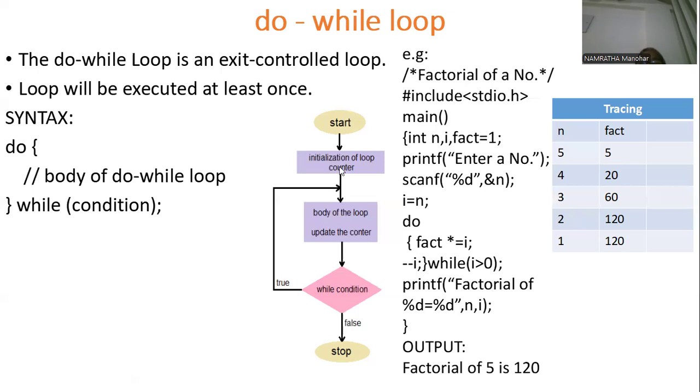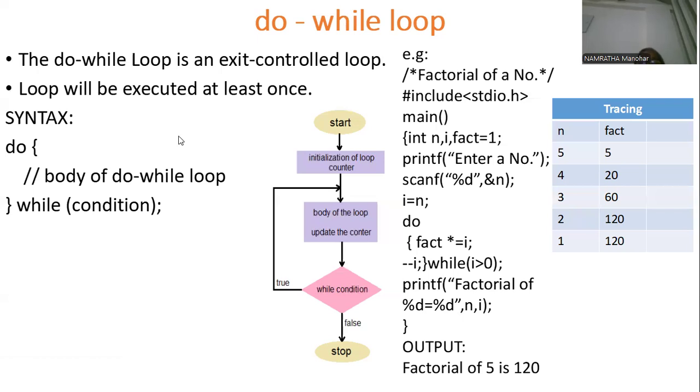So here, what are the variables required? First, the number n, for which you want to find out the factorial. Then we have a counter i, and then fact, that is the factorial, I'm initializing it to 1. This is very important because if you're not initializing to 1, maybe in some previous program somebody has used the variable fact, and fact may have some value. It is likely that value will be carried over to this program and you may get a wrong output. So always initialize the variables correctly. fact is equal to 1.